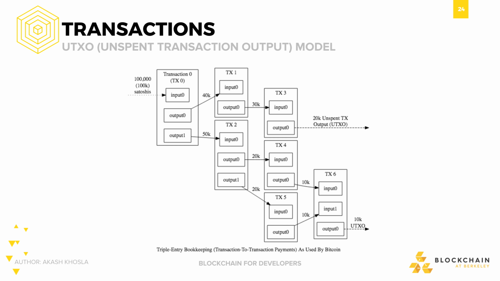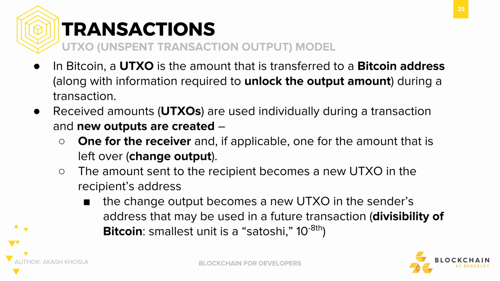Eventually, the end of the chain is going to have unspent transaction outputs, right? So there's going to be a bunch of floating money in people's wallets that are linked to their addresses, and that's basically how UTXOs work. They are used as inputs to transaction functions, and they become new outputs. And this is actually how splitting works for Bitcoin, because you can have less than 1 Bitcoin. Remember, in Bitcoin, a UTXO is the amount that's transferred to a Bitcoin address along with the digital signature during a transaction. The received amounts are used individually during a transaction, and new outputs are created.